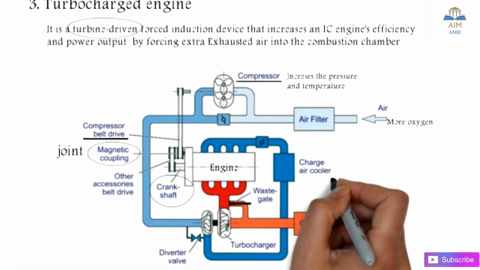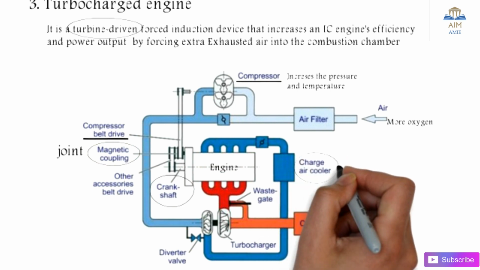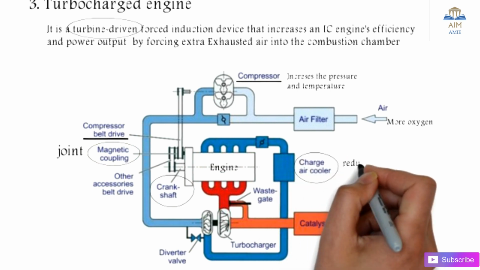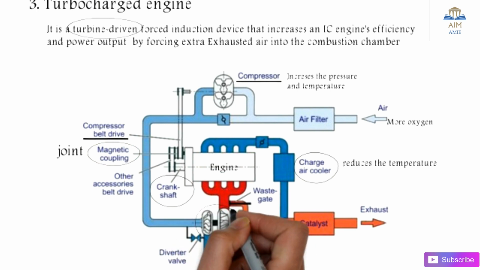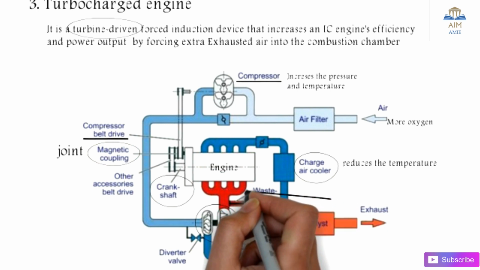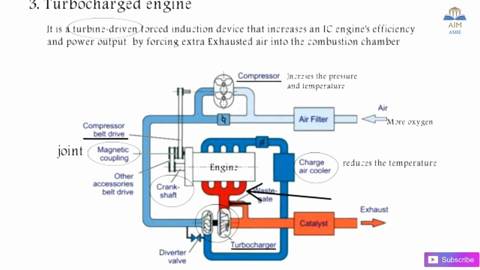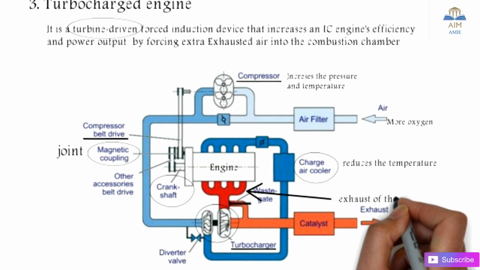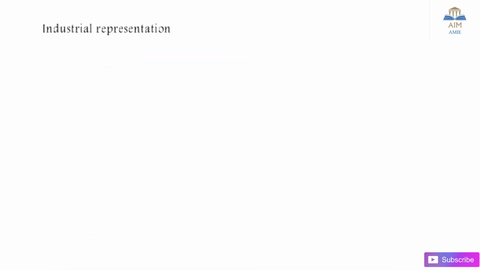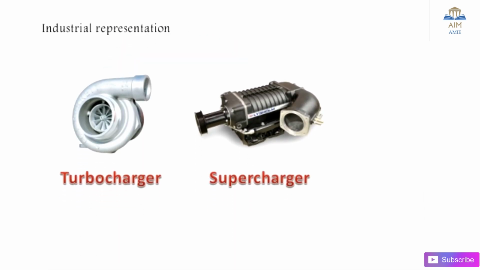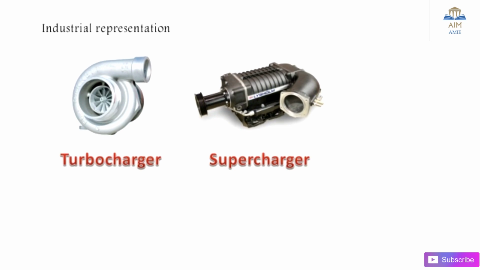Next, it goes directly to the air cooler, which cools the air and reduces its temperature before it is supplied to the engine. Then we have the turbocharger, which is nothing but a turbine connected to the exhaust of the engine, and that air gets recycled from the air cooler to the engine. So guys, this is the industrial representation of the supercharger and turbocharger I have shown, so that you can easily identify how they look.